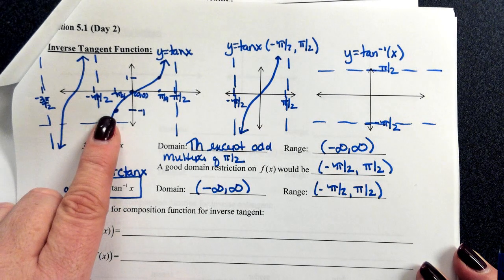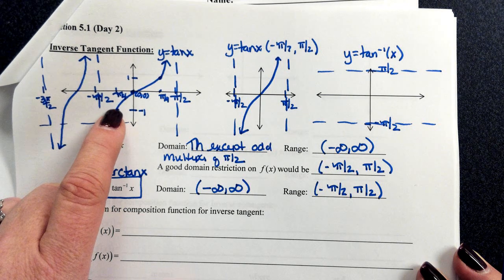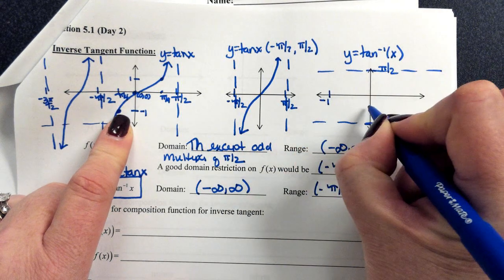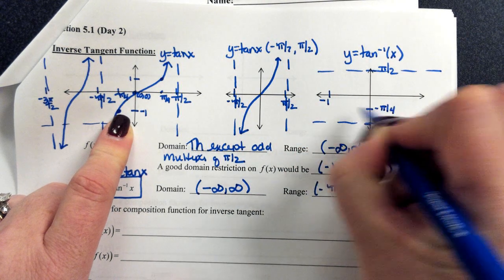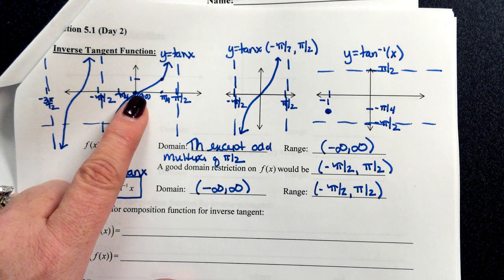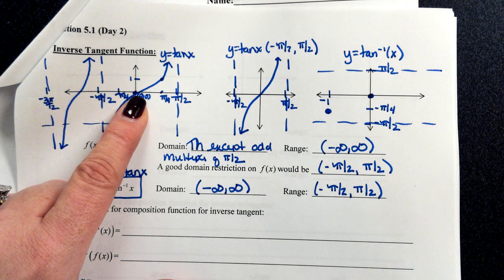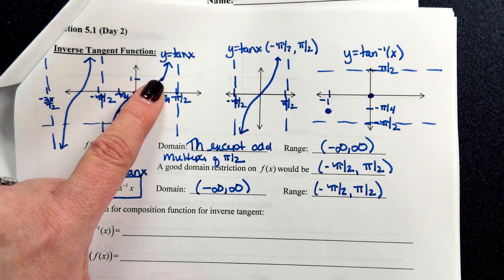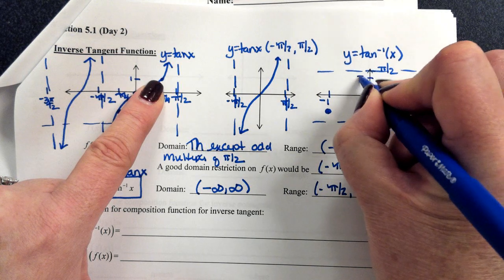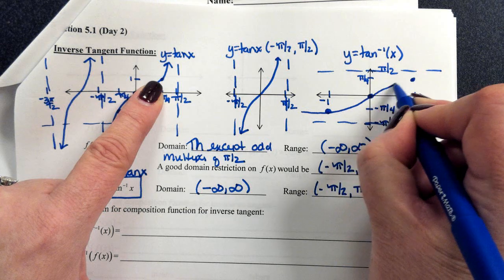Again, remember, we had those key points on the graph of tangent of x. Negative pi over 4, negative 1. So then on the inverse, it's going to go to negative 1, negative pi over 4 as one of my key points. I also have the point 0, 0. Again, when I switch x and y, it's still going to be at 0, 0. I have this other key point at pi over 4, 1. So on the inverse, it'll go to 1, pi over 4. So this is what the graph of your inverse tangent is going to look like.